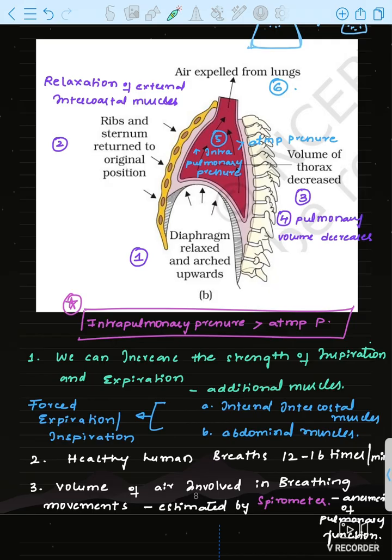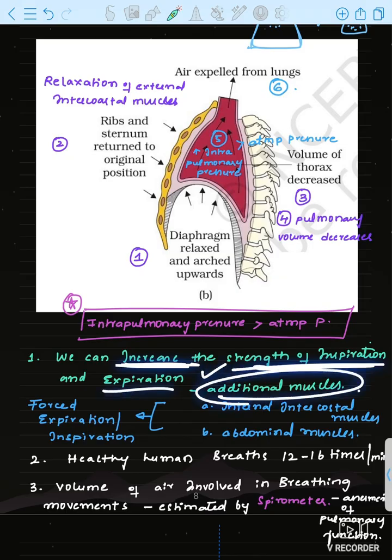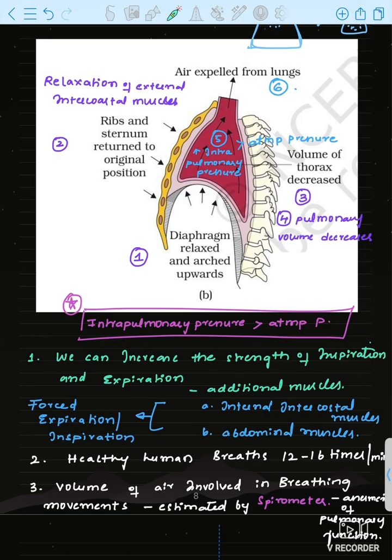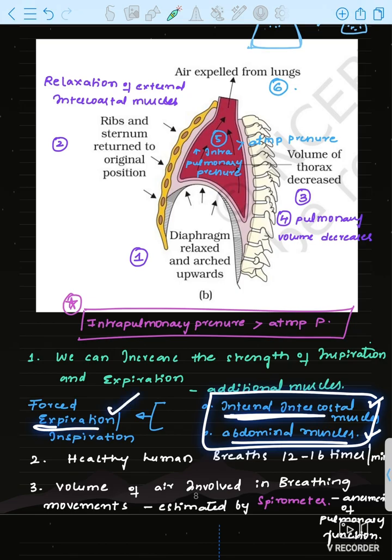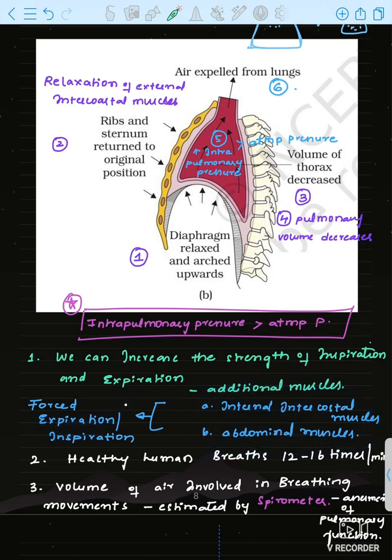Now if you are running, jogging, you need more air. More air means more contraction will occur. More inspiration means more contraction of muscles will occur. When we increase the strength of inspiration or expiration, additional muscles also will contract. What are those additional muscles? I told you, internal intercostal muscles and abdominal muscles. These muscles will contract, and forced expiration, quick forceful expiration, more expiration or more inspiration will occur.